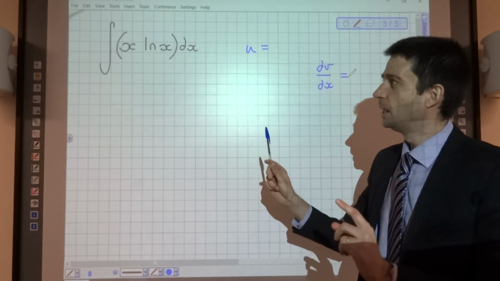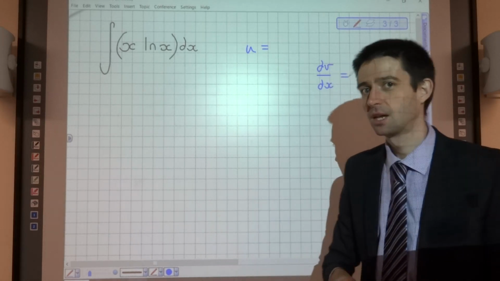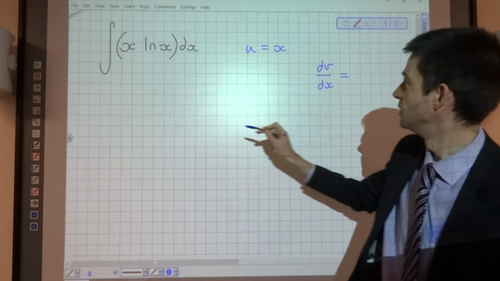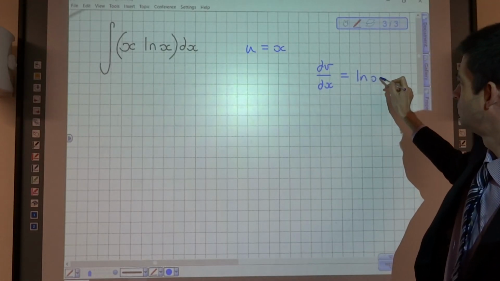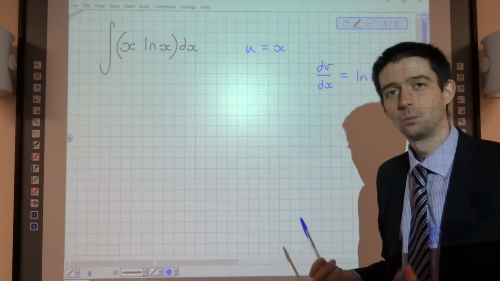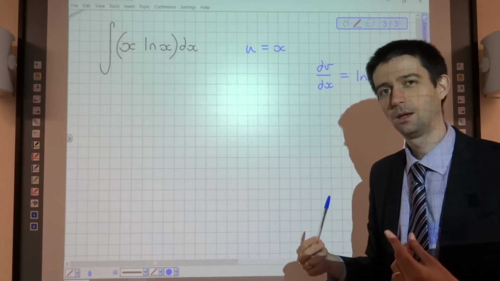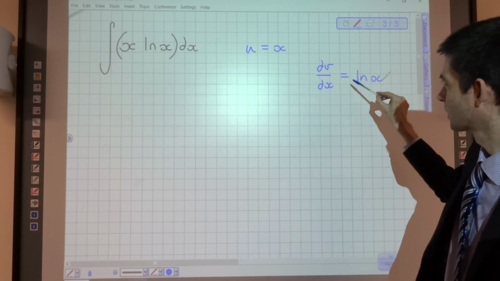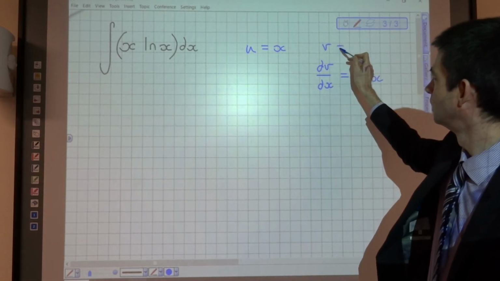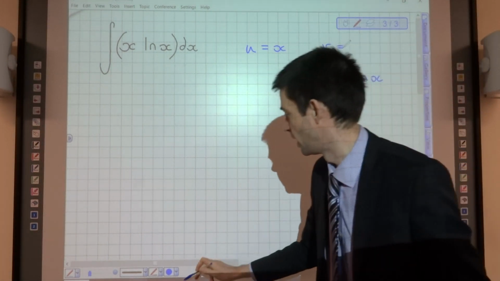Now, if you take the normal strategy, which is the simple bit's u, we would be saying that u is x, and that dv dx is ln x. And what I just want you to pause and think about is, what's the problem with taking this approach? So the problem is, we don't know how to integrate ln x. So we are struggling to get an expression for v. So we don't do it this way.